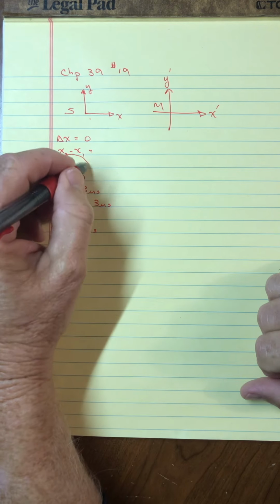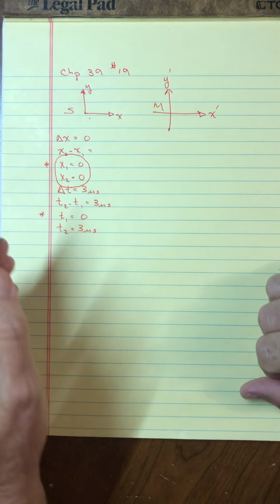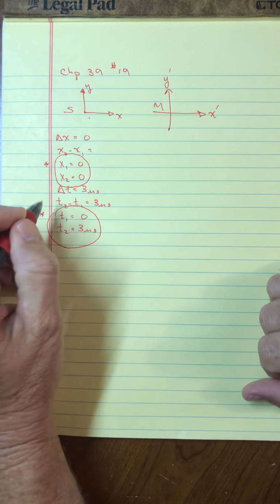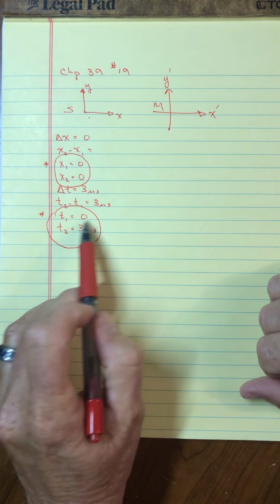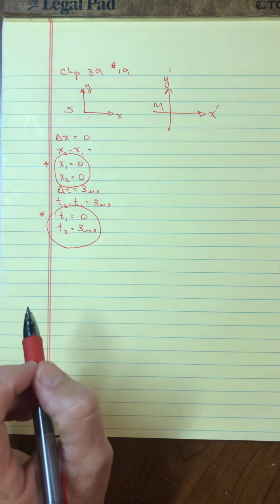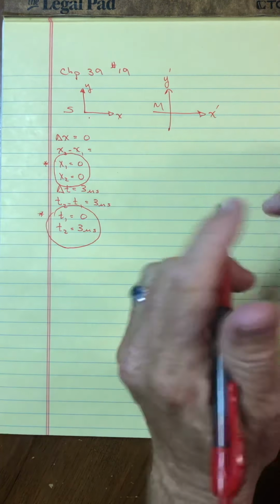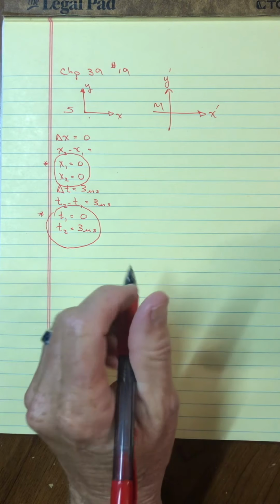So these are the position of the two flashes, 0, 0. And these are the time frame of the two flashes. The first one, and then 3 microseconds later, the second one. All right, so Mark, though, is in a moving reference frame.